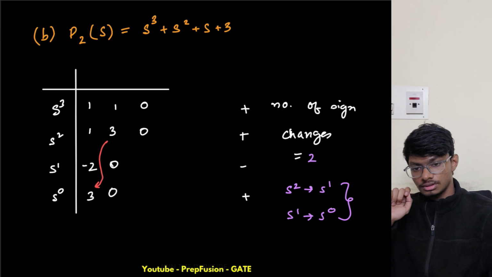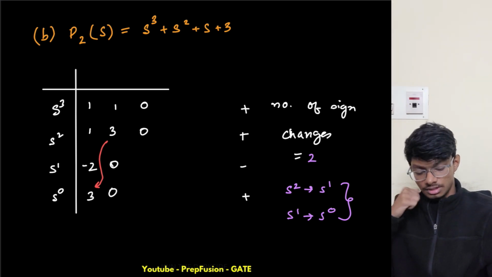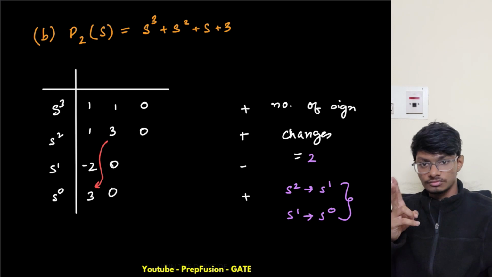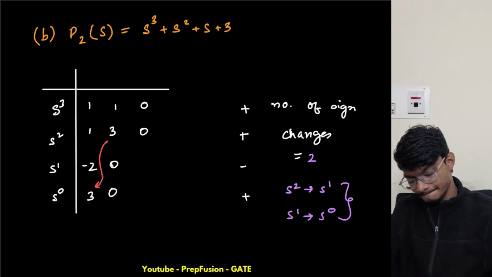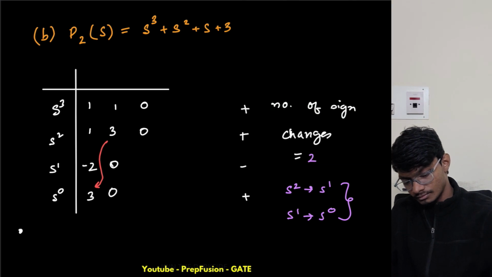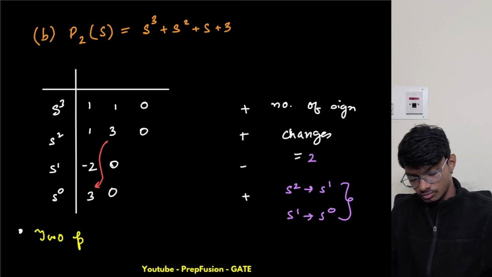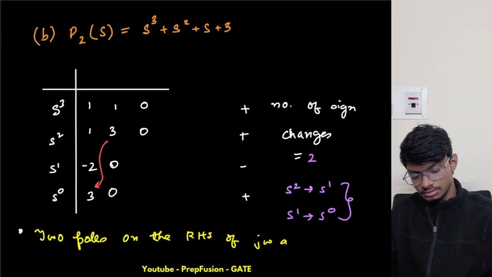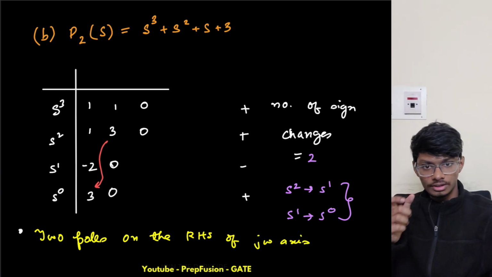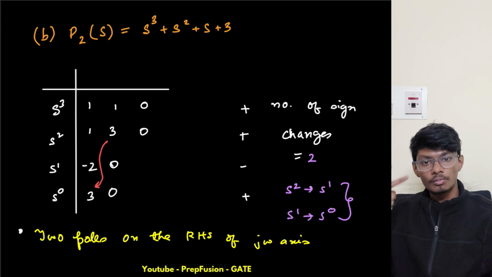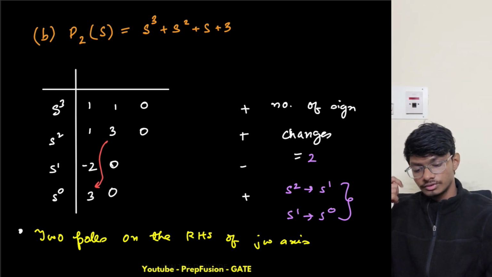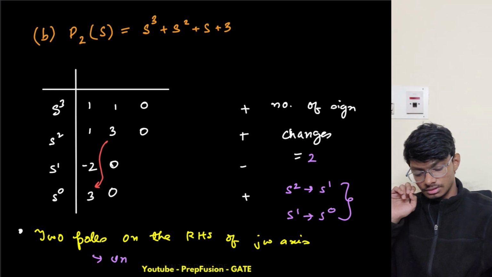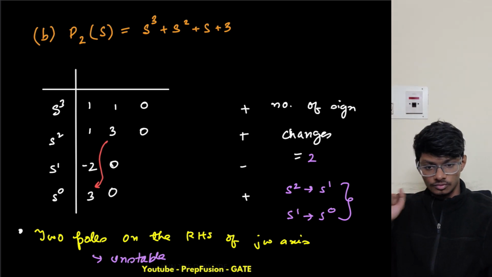As I have 2 sign changes, I will have two poles on the right hand side of the s plane, the j omega axis. We already found it out from the previous example, solved on the computer, and found that there were complex conjugate roots. So we know that this is unstable. That means an unstable system.